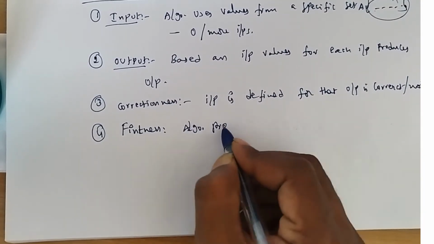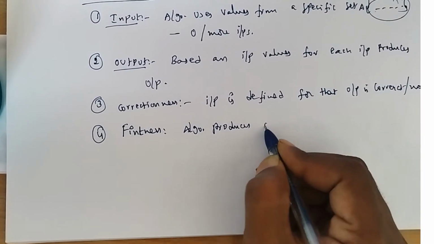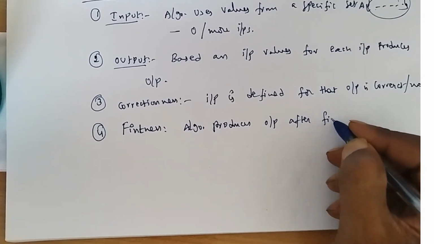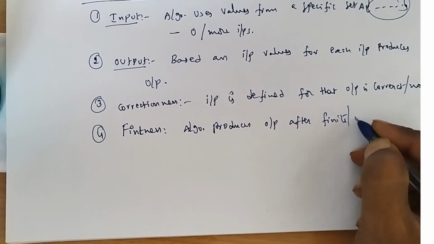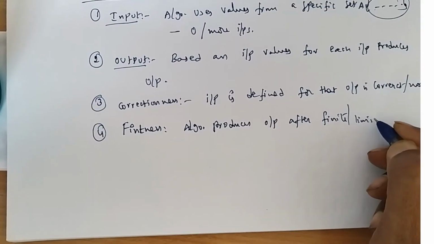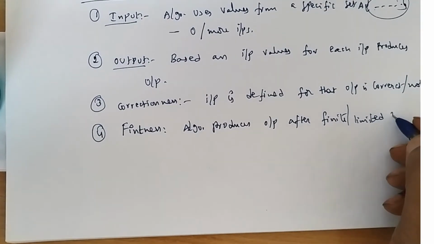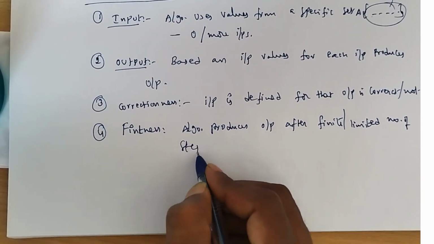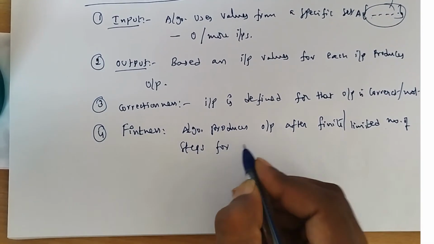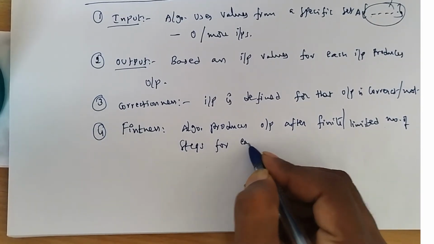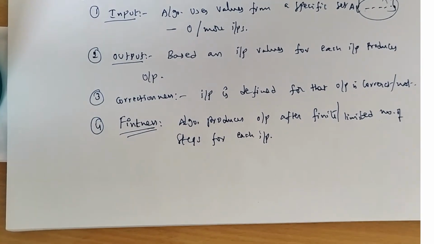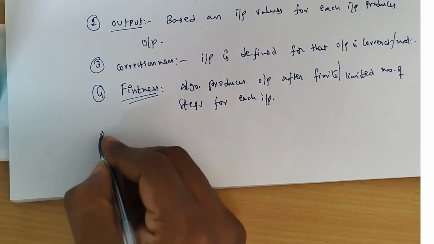Finiteness means the algorithm produces output after a finite or limited number of steps for each input. This is called finiteness.